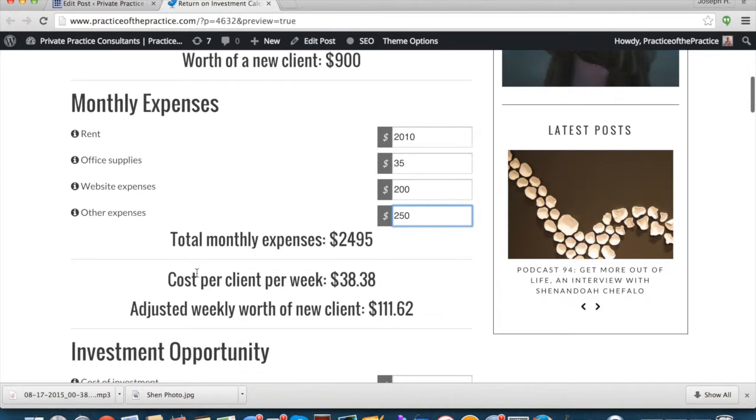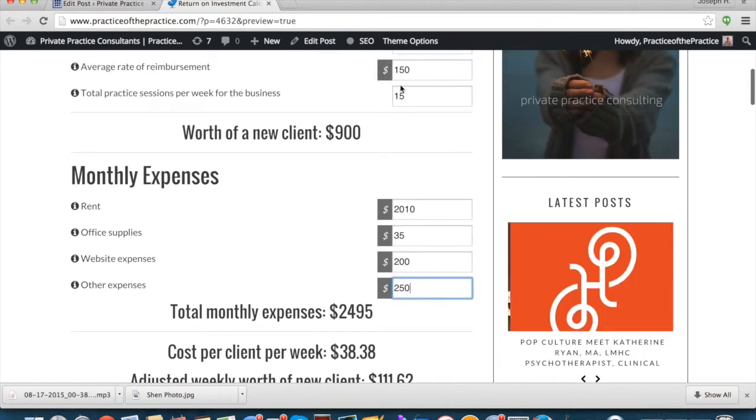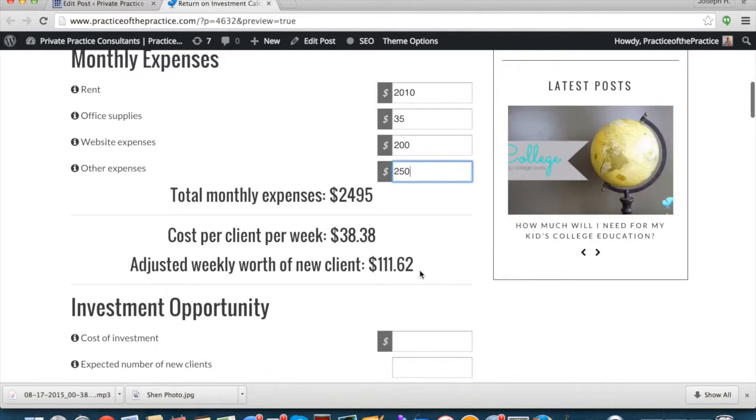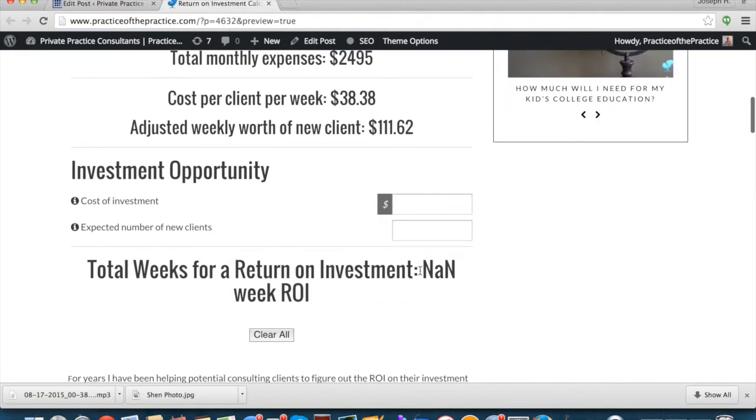That would mean our cost per client per week is about $38.38. And so from that $150, it's figuring it out from there. So the adjusted weekly worth of a new client is $111.62. And then now let's look at investment opportunity.